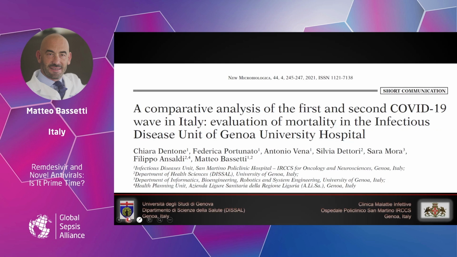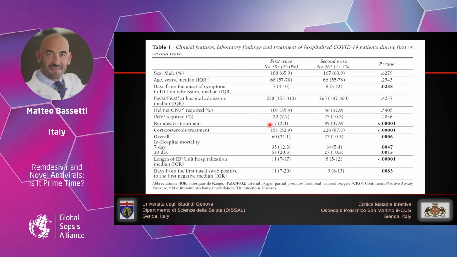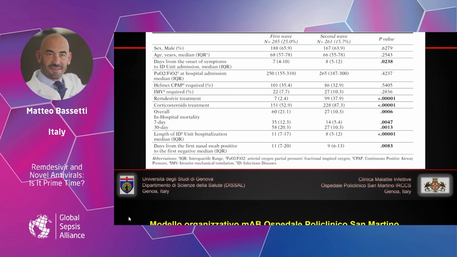And we recently published our data from our institution, in which we tried to compare the two periods, the first and the second COVID-19 wave in my hospital. And as you can see, we increased significantly the use of Remdesivir from the first wave to the second wave, from less than 3% to close to 40% of the patients treated. And we were able to demonstrate, based on similar characteristics of the patients, similar for severity, a reduction in mortality from 21% to 10%. So it was obviously not related only to Remdesivir, but Remdesivir and the corticosteroids, the two drugs whose use was increasing, were able to produce a significant reduction in mortality.